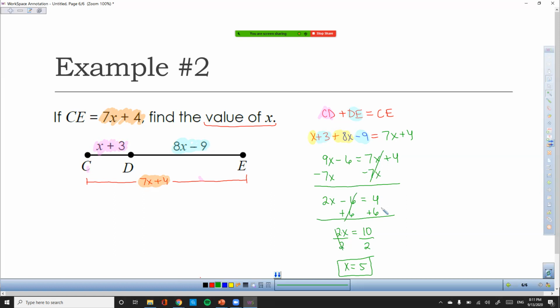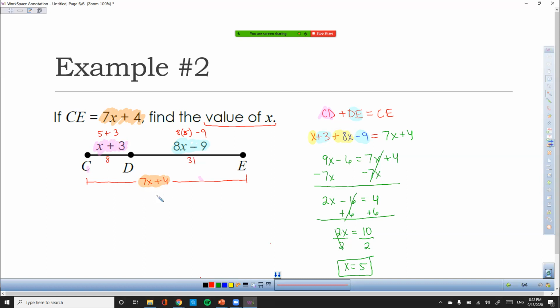Again, we can always double, triple check our answer by substituting it back into the equation to see that once you get your numbers, your answer is correct. Let's go ahead and try that out. If x is 5, that means here I have 5 plus 3. How much is this going to be? 8. So the length of segment CD is 8. What about the length of segment DE? It's 8 times x, which is 5, minus 9. How much is that going to give me? 8 times 5 is 40, minus 9 is 31.